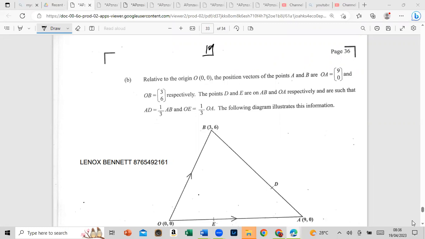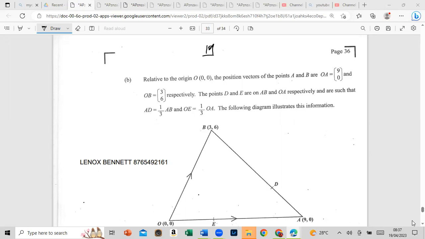Today we're looking at some vectors questions. Let's go. It says relative to the origin O, the position vectors of the points A and B are OA, that's (9, 0), and OB, (3, 6), respectively. The points D and E are on AB and OA respectively, and are such that AD is 1/3 of AB and OE is 1/3 of OA.